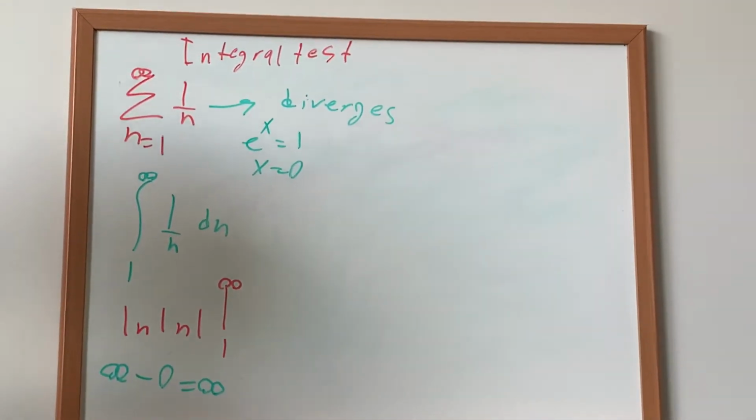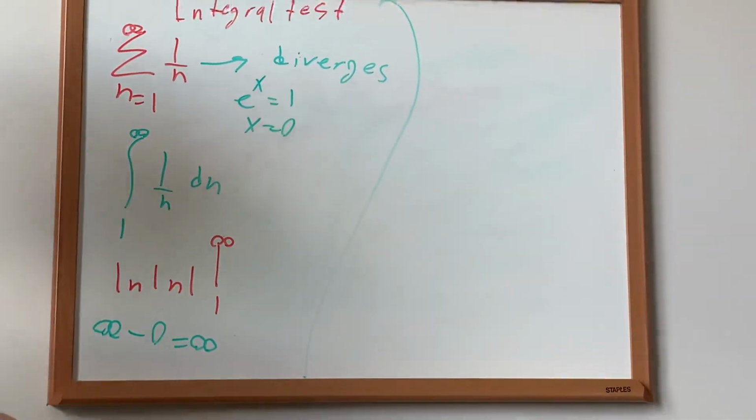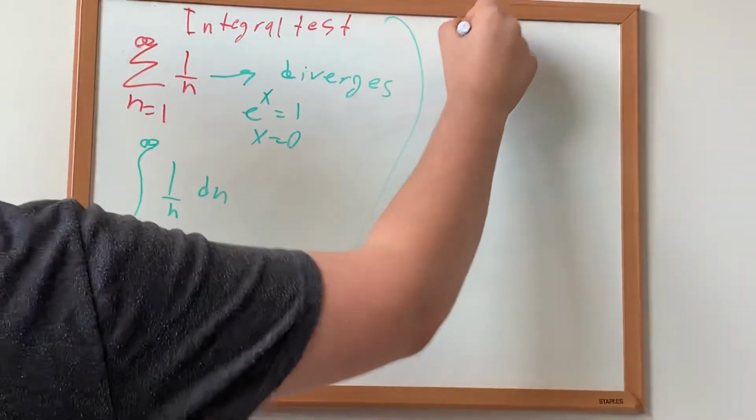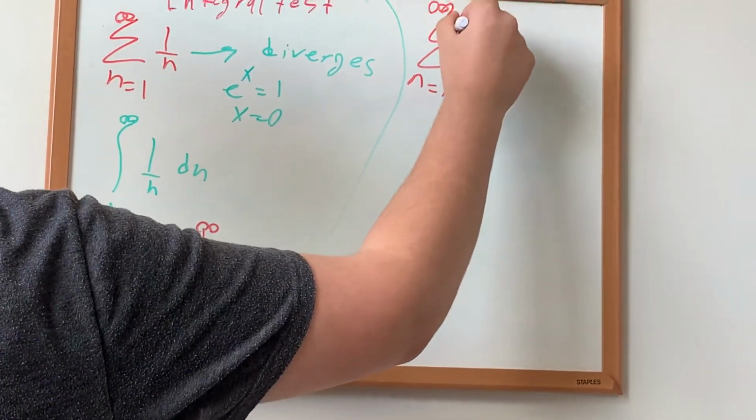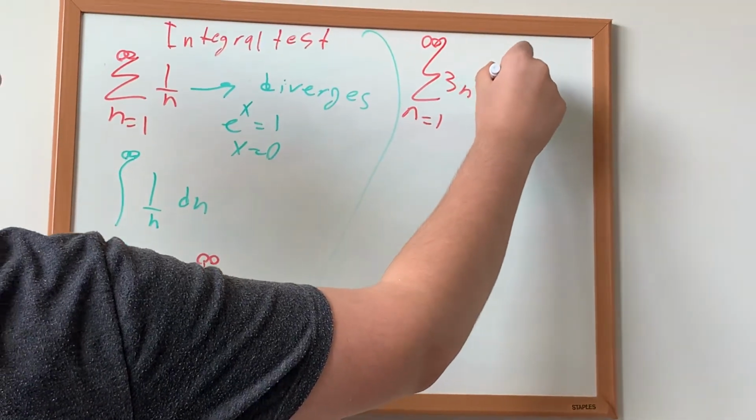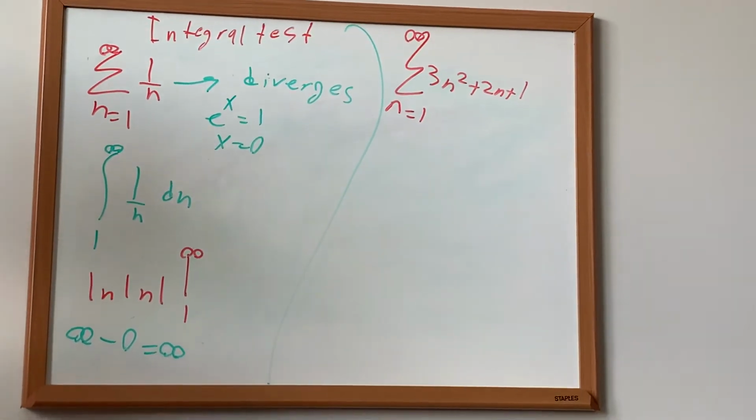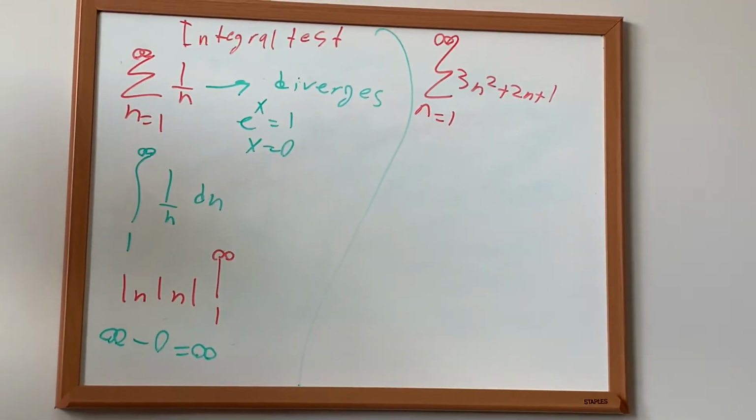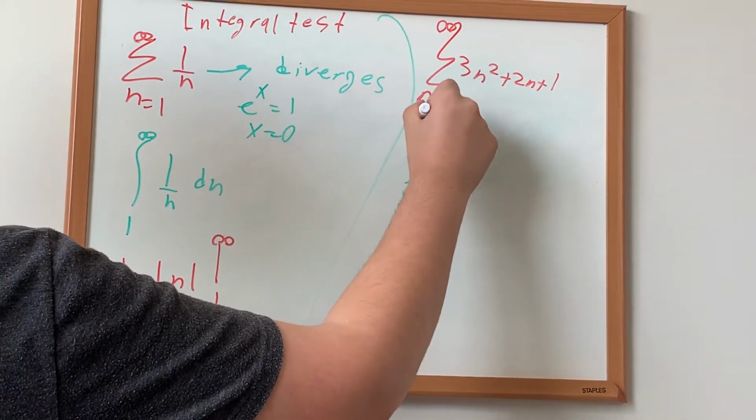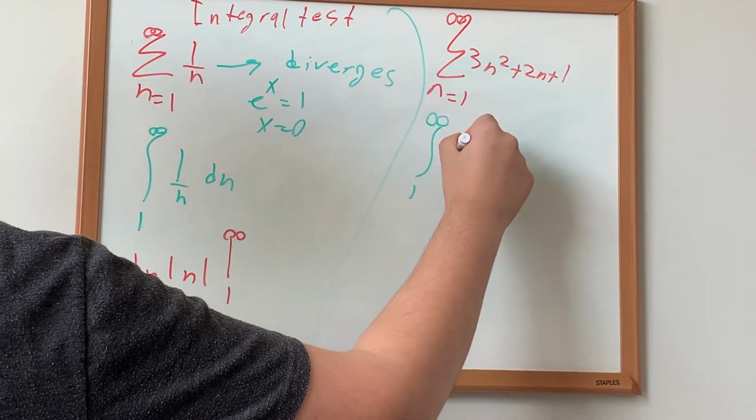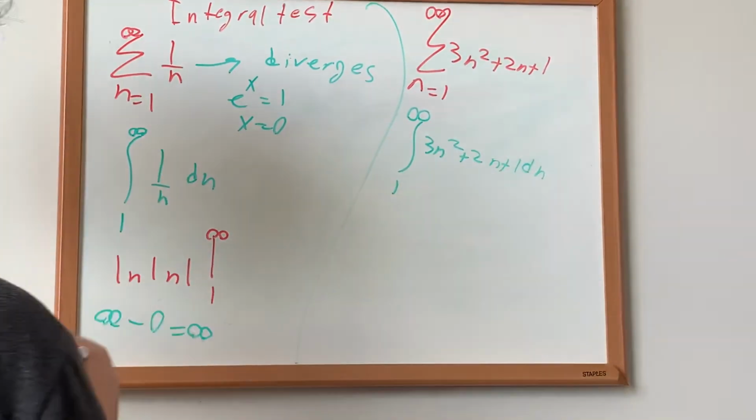So let's do another example. We have the series from n equals 1 to infinity of 3n squared plus 2n plus 1. And now we want to find if this series converges or diverges. So again, we use the same method. We take the integral from 1 to infinity of 3n squared plus 2n plus 1 dn.